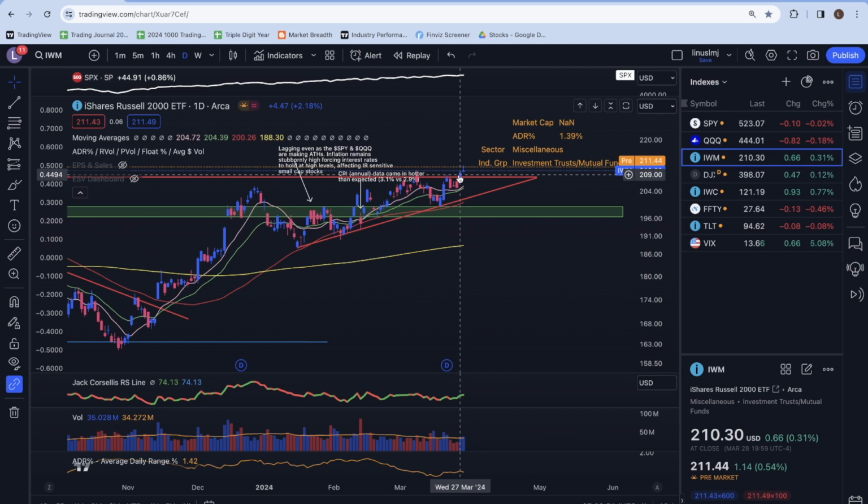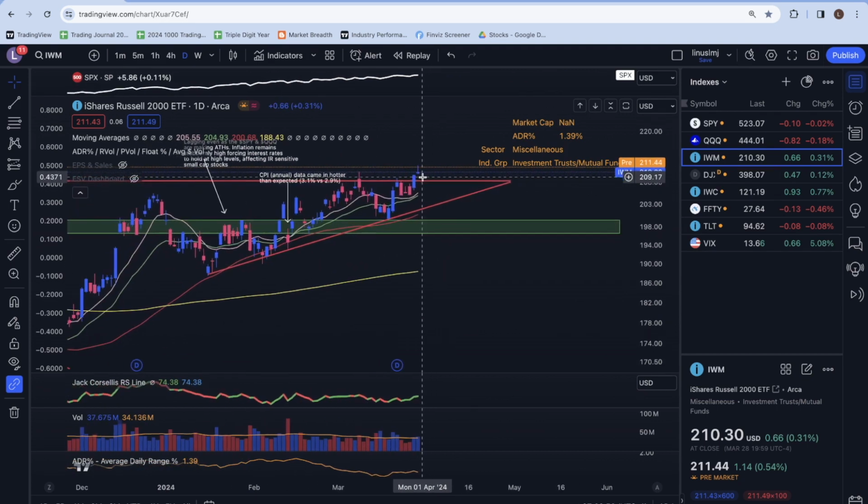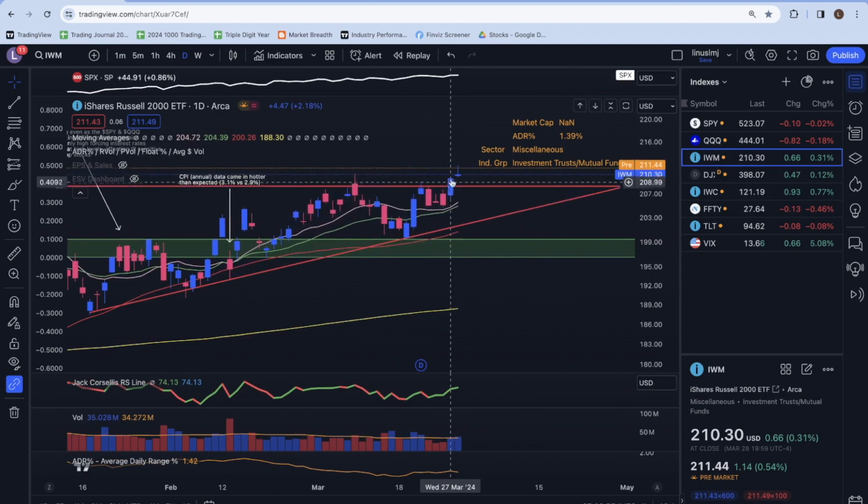But right now, at least as of the filming of this video, the IWM is above its breakout level. So that's something positive if you are trading in small to mid cap stocks, which I am, right? If you guys have been watching my previous videos, you know that I tend to only trade in stocks, and I tend to only trade in small to mid cap stocks, right? So that's a quick update about the indexes.